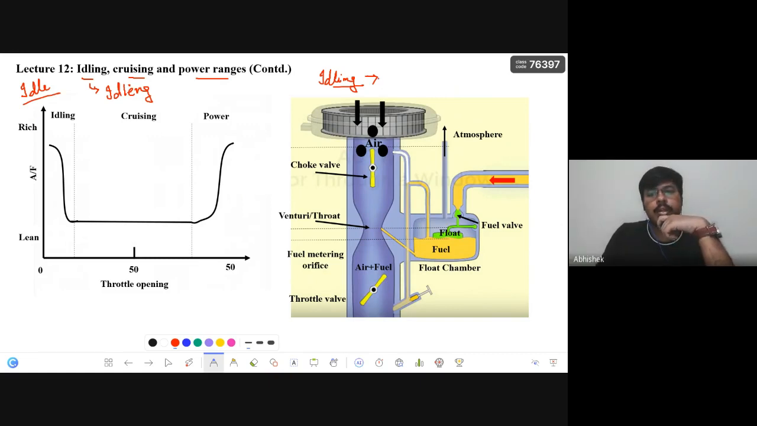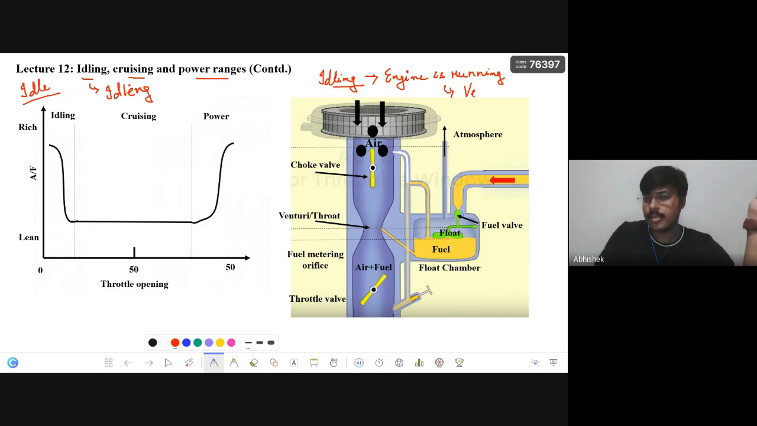No, not particularly. Idling means the engine has started functioning, but the vehicle has not moved. Engine is running, but the vehicle has not started moving. It is just before the start of the combustion cycle. Okay.